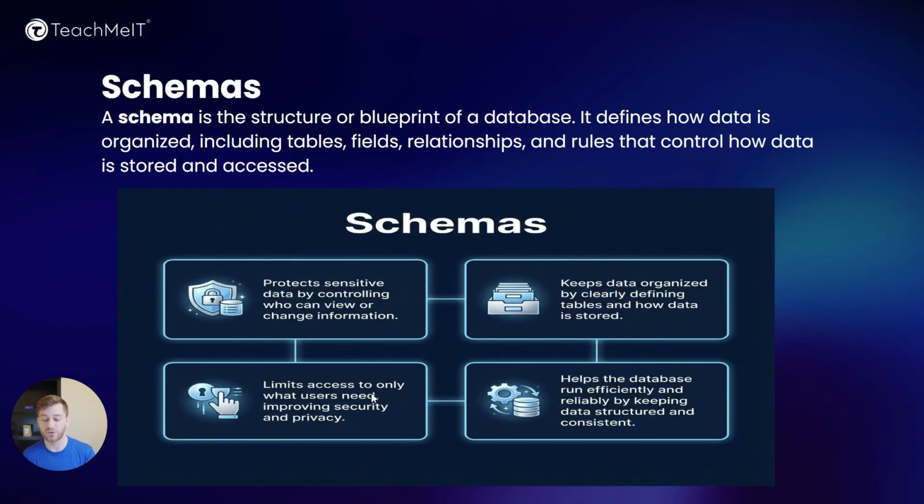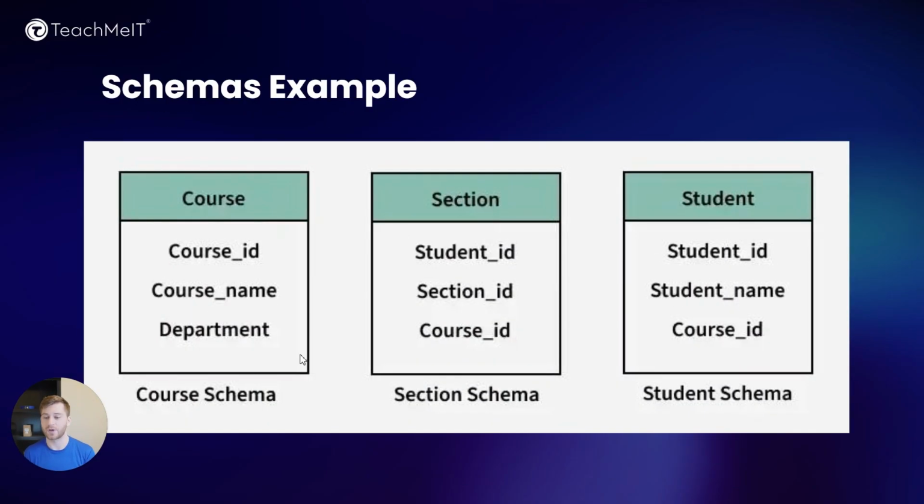They limit access to only what users need, improving security and privacy using the concept of least privilege. We'll talk about least privilege in the next section on security, but just keep in mind schemas can help us with least privilege and implementing that on databases. And lastly, they help our database run efficiently and reliably by keeping things structured and consistent. Here's some examples of schemas. So we have a course schema here with a course table and some different types of course data here. And here we have a section schema for a section, and then we have student for student schema.